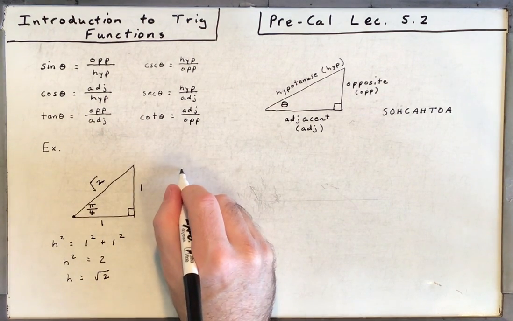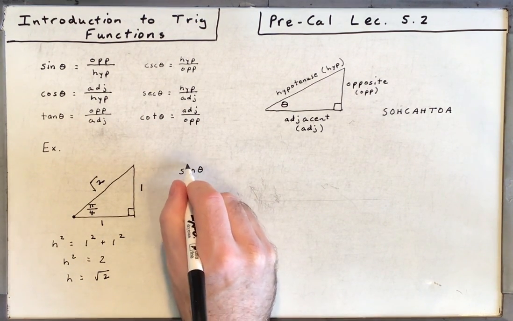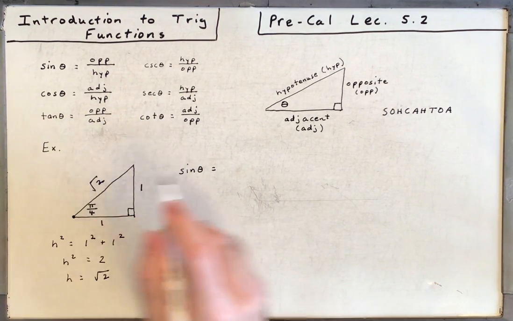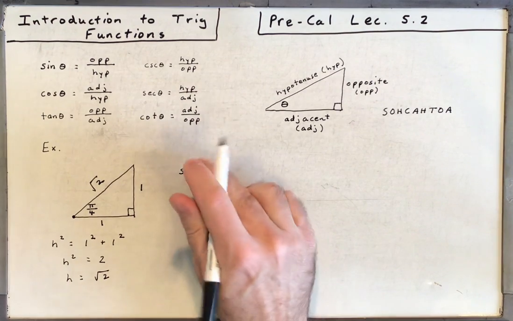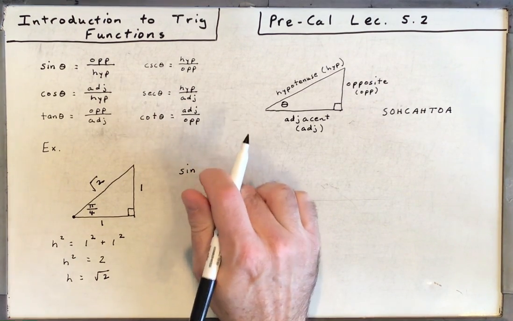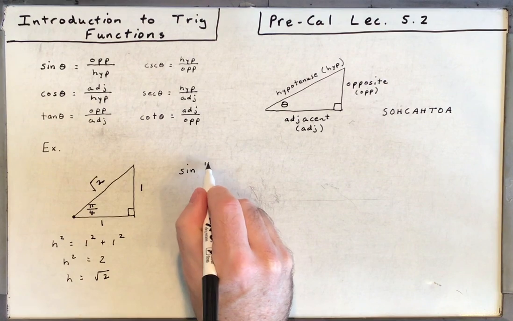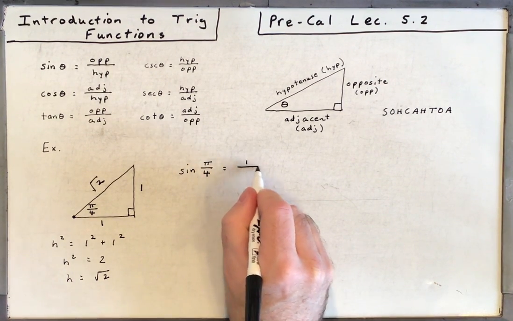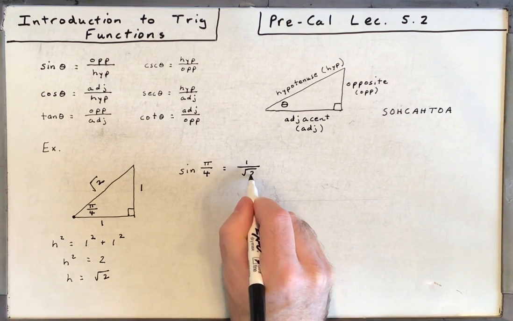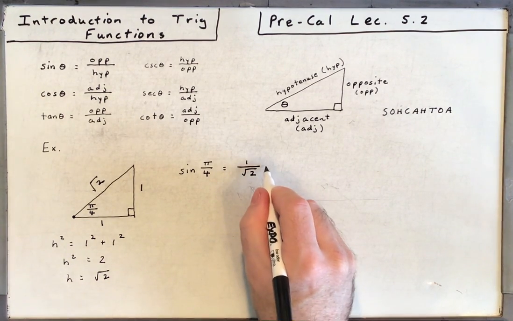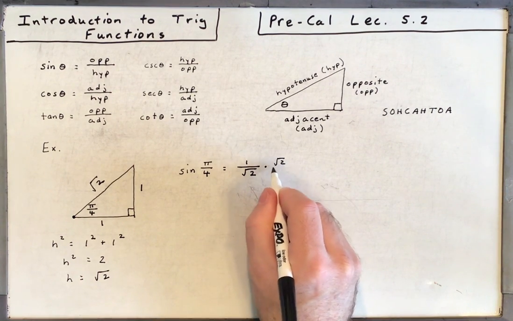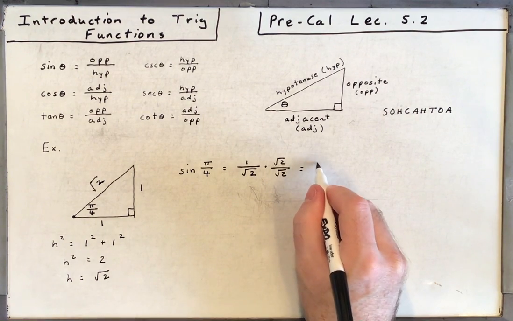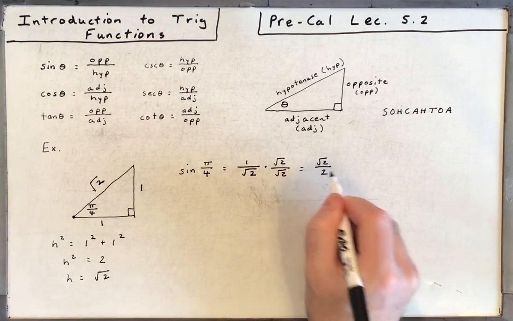So the sine of theta is equal to opposite 1 over hypotenuse. Since we know the angle, we'll put sine of pi over 4. It's equal to the opposite 1 over the hypotenuse, the square root of 2. Now I'm going to rationalize that: multiply by square root of 2 over square root of 2. And so that would be the square root of 2 over 2.